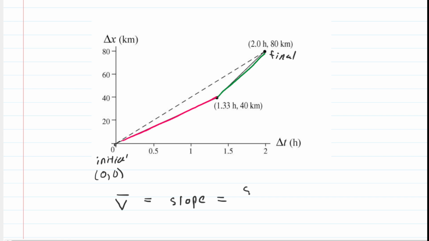So traditionally calculating slope, we would take the second y-coordinate, subtract the first y-coordinate, and then put that over the second x-coordinate subtracted by the first x-coordinate. So basically you're just doing a change in y over a change in x. And when you compute that, lo and behold, you do get 40 kilometers per hour. So the slope of that dashed line could also be used to calculate the average velocity of this automobile.